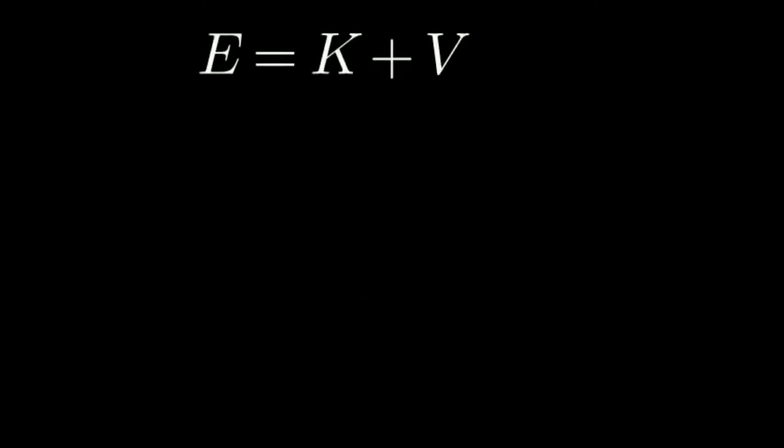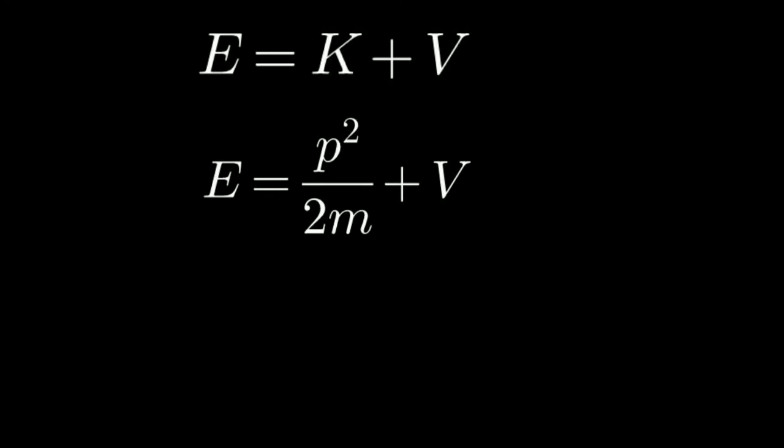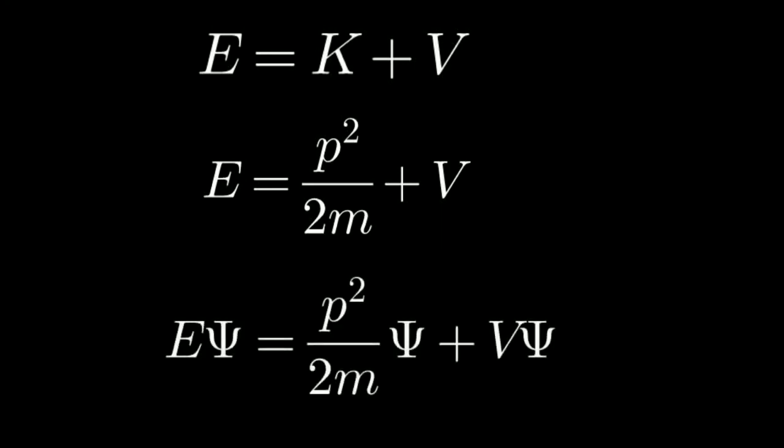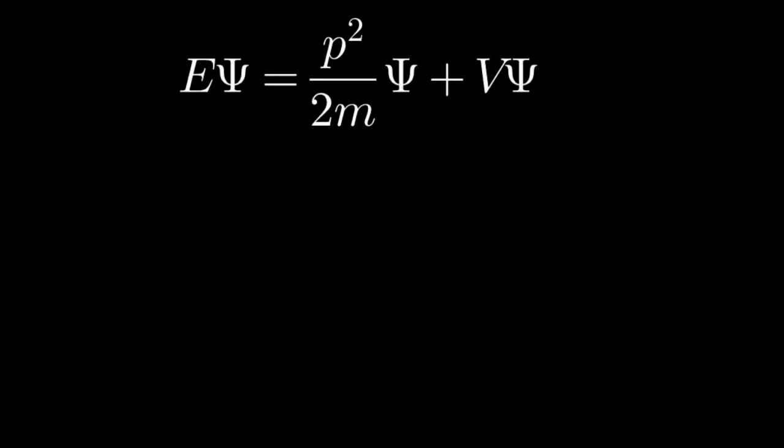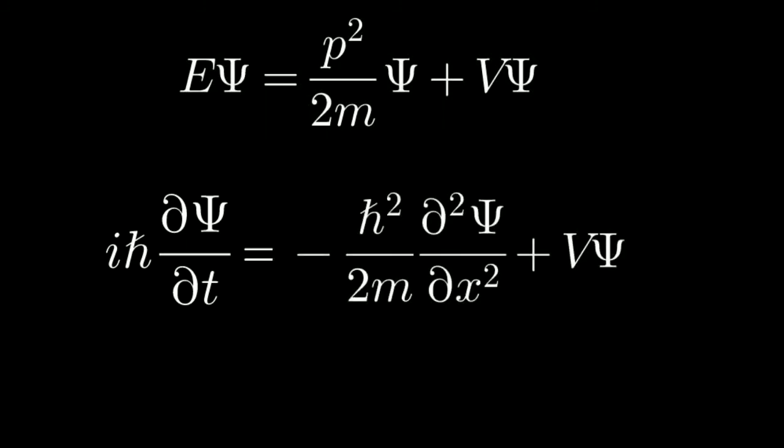Now we all know that the total energy is just equal to kinetic energy plus potential energy, and we can write kinetic energy as p square over 2m. You know it from classical physics. Now I'm going to multiply both sides of the equation by our wave function psi, and we will get this equation. Now I'm going to replace E psi from equation number 1 with iota h bar del psi over del t, and I'm going to replace p square psi from equation number 2 by minus h bar square del 2 psi by del x square.